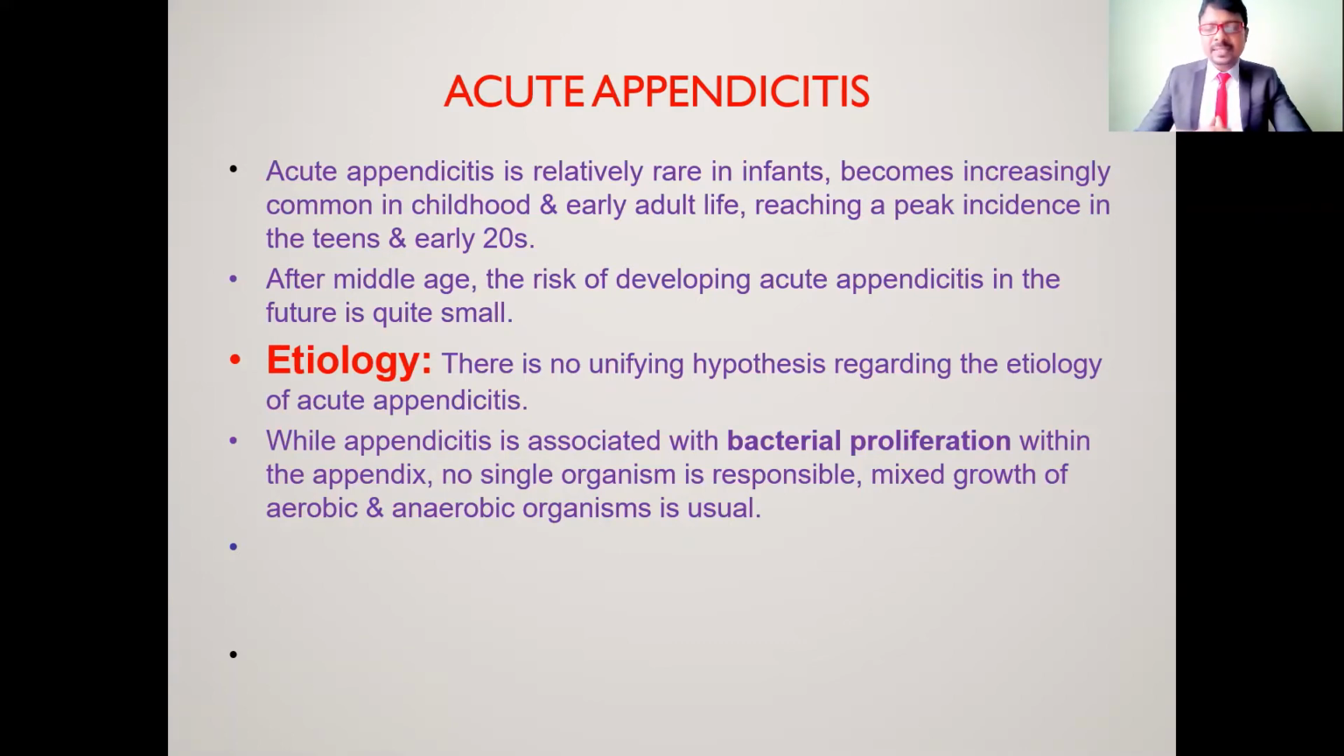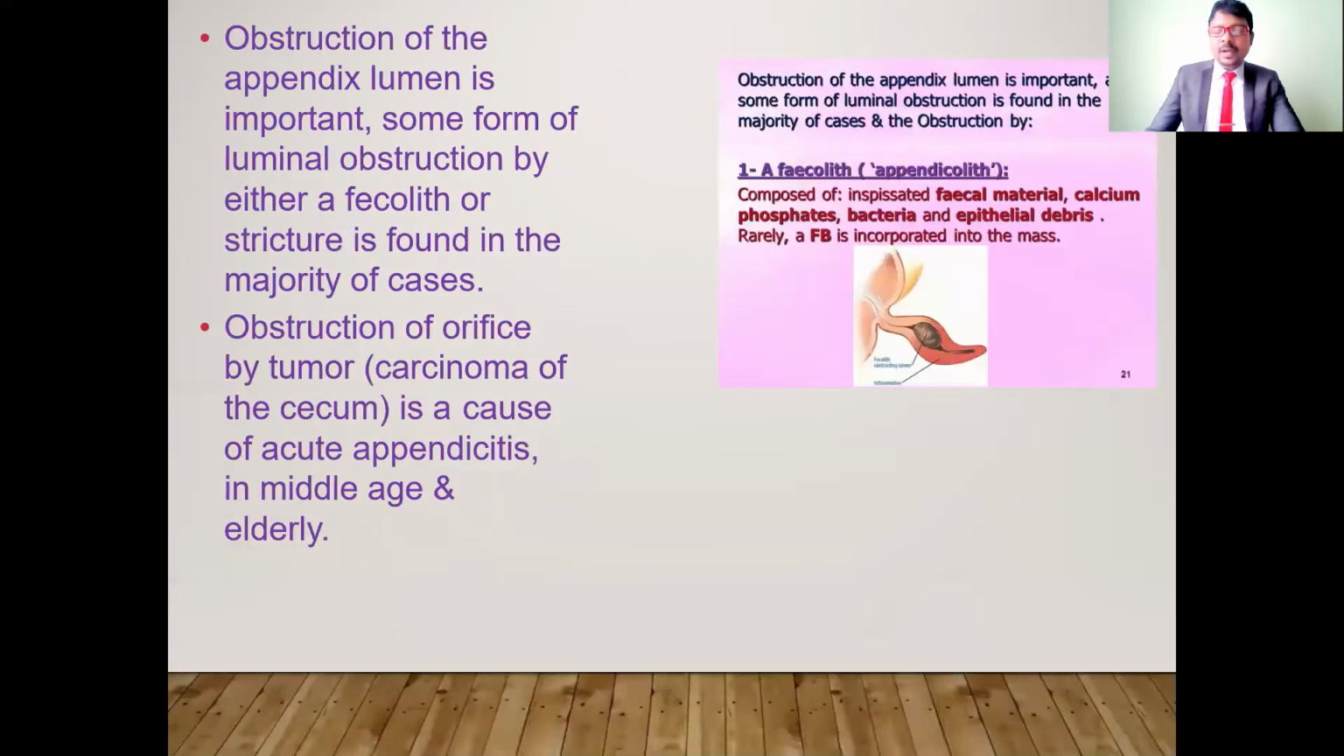So it may be because of bacterial proliferation, especially aerobic and anaerobic organisms. Both may be causative factors for acute appendicitis. Another causative factor is any obstruction in the appendix, such as fecalith material, that is, fecal material, or calcium phosphate, and also bacteria and epithelial debris. If any of this occurs in the appendix, there is a chance of obstruction, and so it may give acute appendicitis.